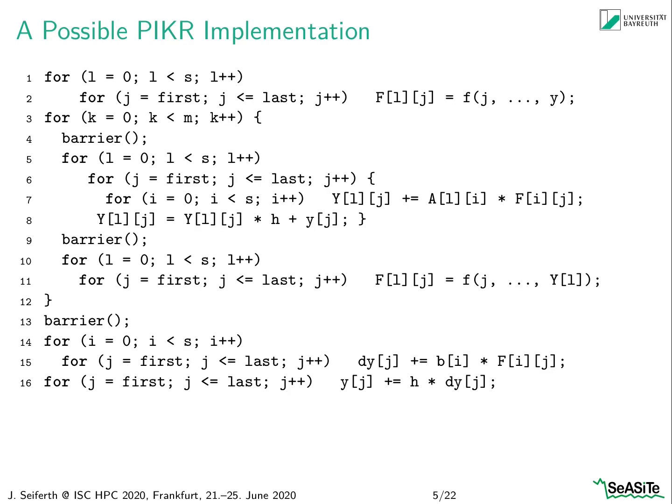Lines 3 to 12 compute the M corrector steps. Note that two barrier synchronizations are required per corrector step iteration, as the RHS evaluation in line 11 can potentially require as input all elements of big Y, which we compute in lines 7 and 8. After all corrector steps are computed, the next output approximation is computed in lines 13 to 16.